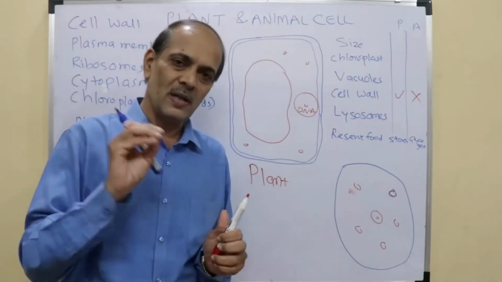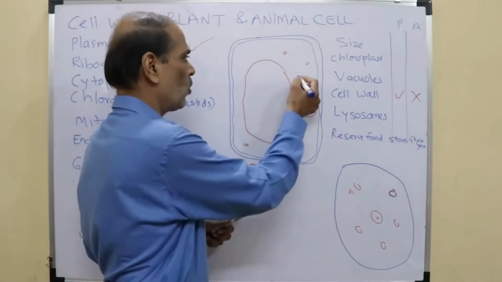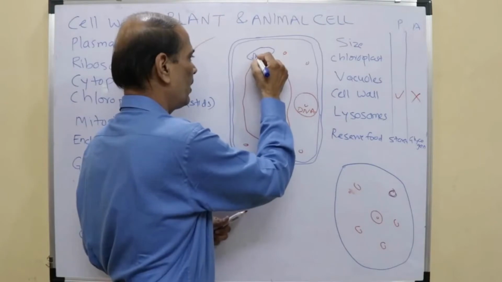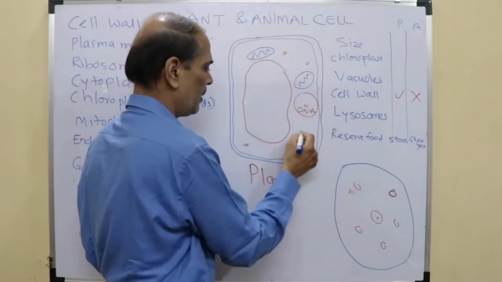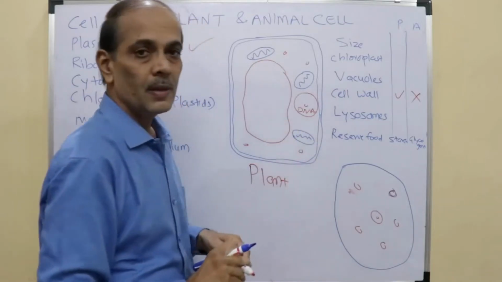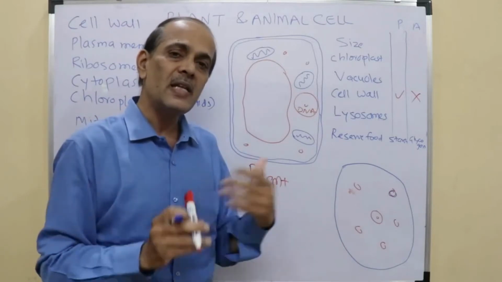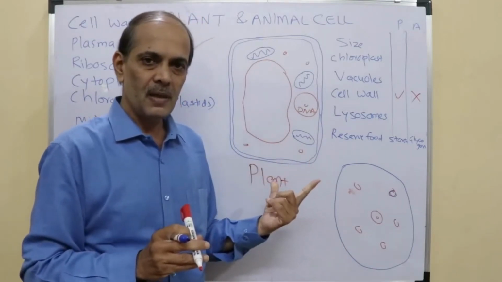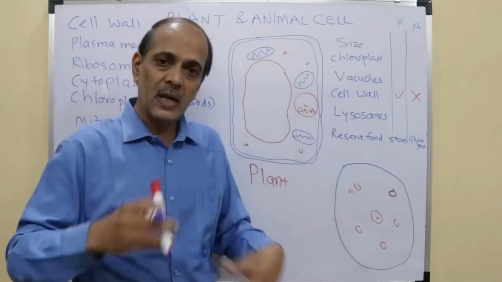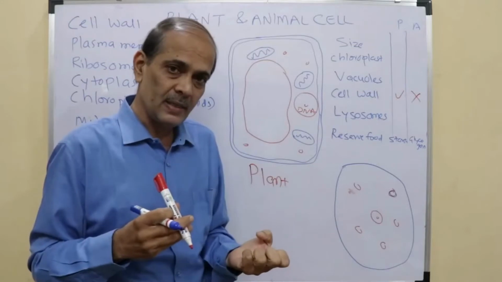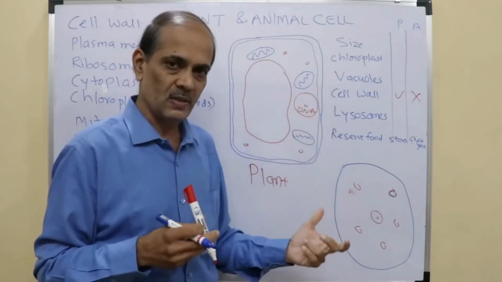Chloroplasts are gifted only to plant cells. They are oval in shape, having some kind of folds. There are multiple, so I am drawing 2, 3. They are responsible for making energy for every cell. And we know the plants are called autotrophs, which generate their own energy by trapping sunlight. So that happens inside these chloroplasts or plastids.